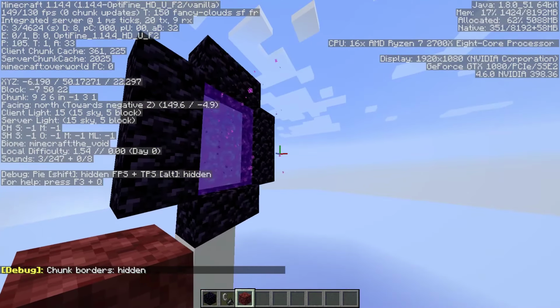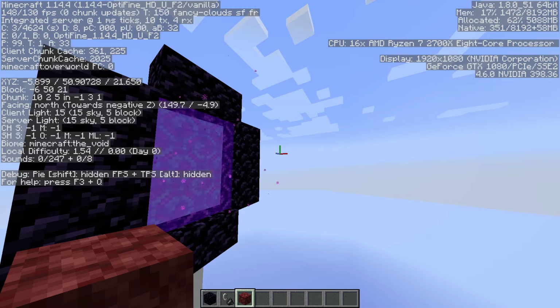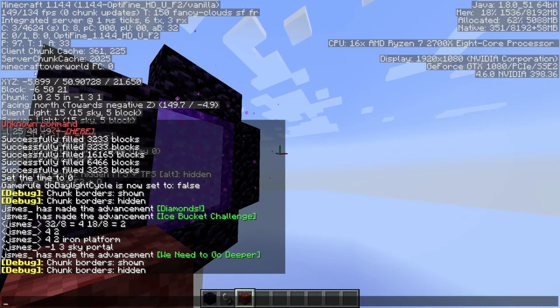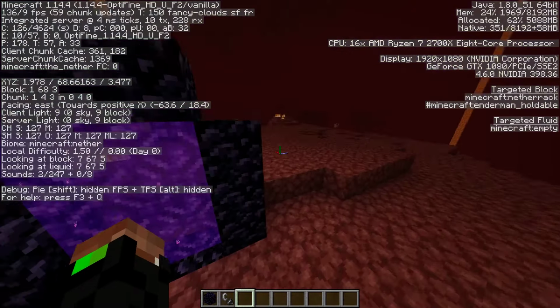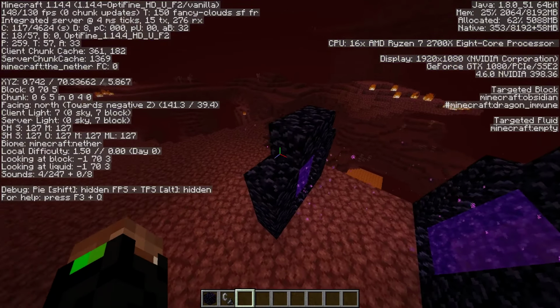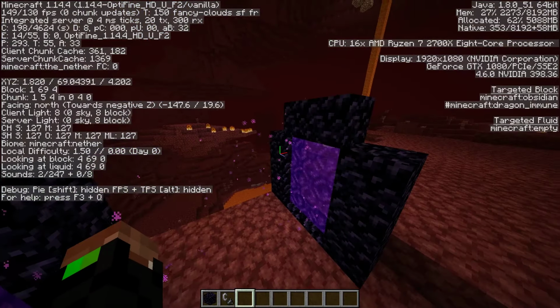Super easy. All you have to remember: go in the overworld, find the coordinates, divide by 8. Don't worry about the y coordinate. Then go into the nether, find those new coordinates, the ones that you divided by 8, and set up the portals, and it will work every single time.